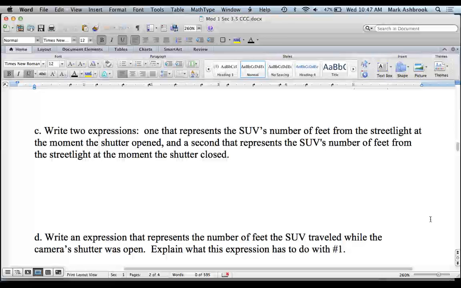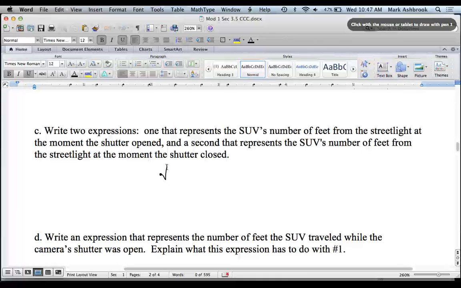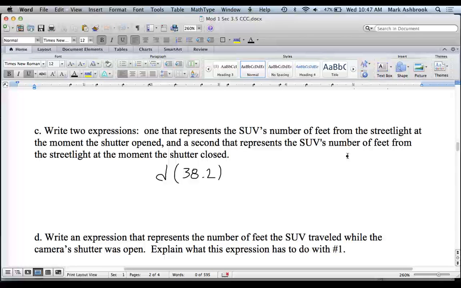Write two expressions. One that represents the SUV's number of feet from the streetlight at the moment the shutter opened. So that's a distance, right? At what time? 38.2. A second that represents the SUV's number of feet from the streetlight at the moment the shutter closed. D of, we want that time from the previous thing, right? There's those answers. So that's the distance from the streetlight when the shutter opened, the distance when the shutter closed.